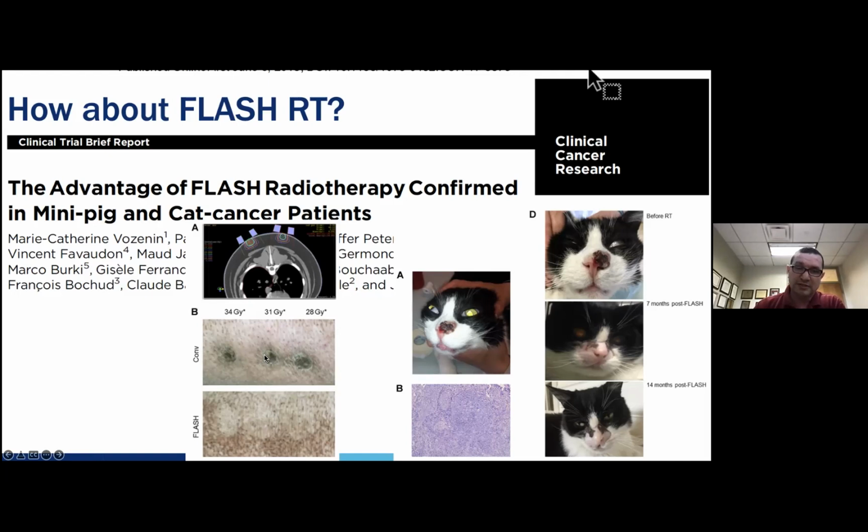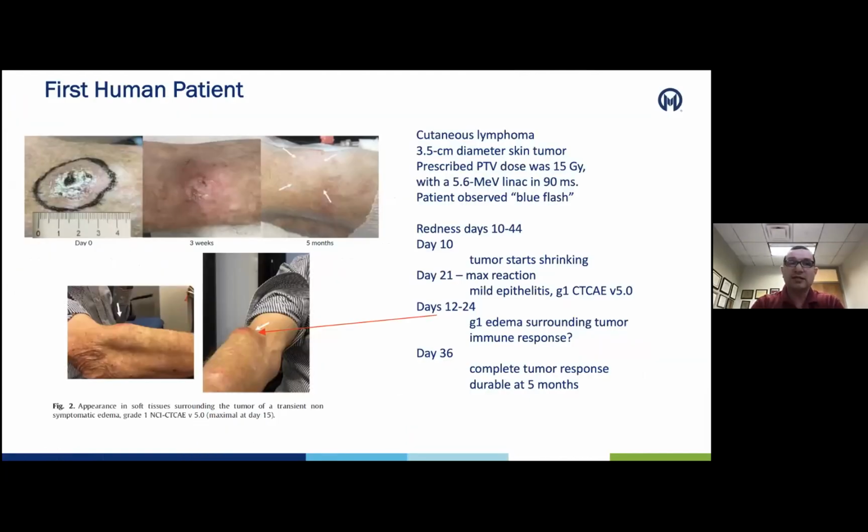Also, using pig skin, you can see this is the conventional radiation leading to injury, while the FLASH radiation became transparent. There has also been a clinical case, for a patient with a cutaneous lymphoma, shown here. The radiation was prescribed at about 15 gray with a 5.6 MeV electron linac, and was delivered in 90 milliseconds. Given the very high dose rate of this radiation, the patient actually observed a blue flash, which is Cherenkov emission. And you can see there has been a sustained tumor response with limited normal tissue toxicity, despite the very high dose and dose rate as well.